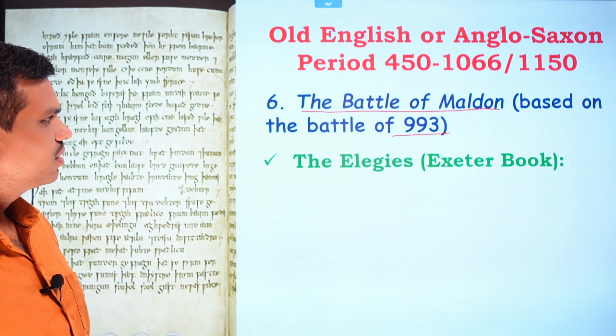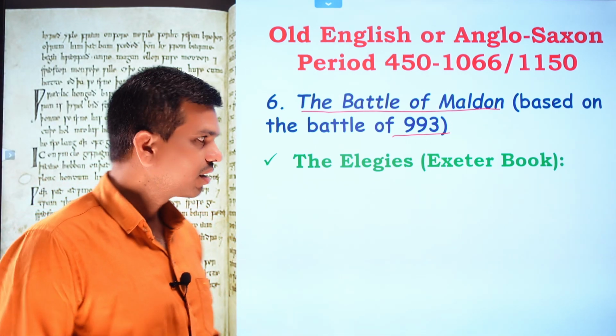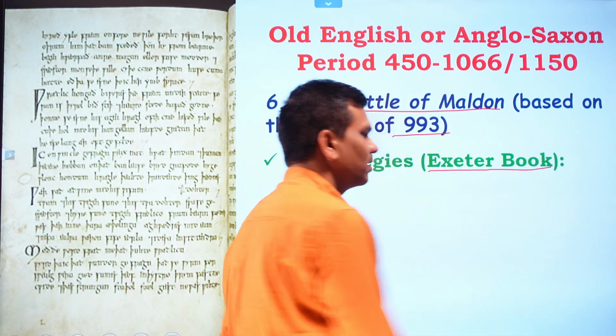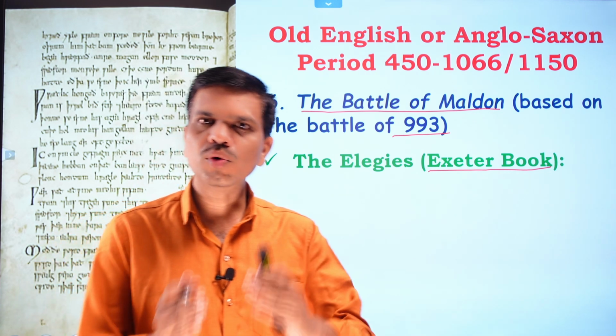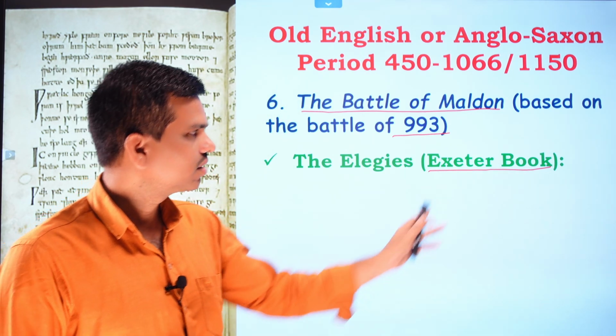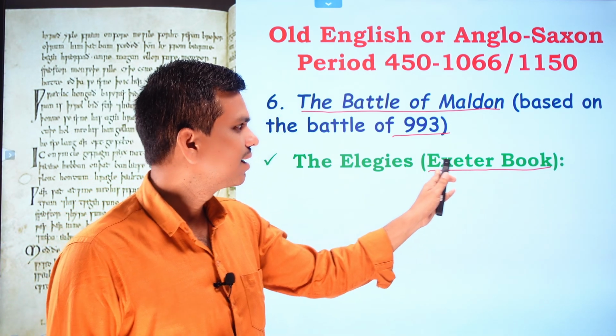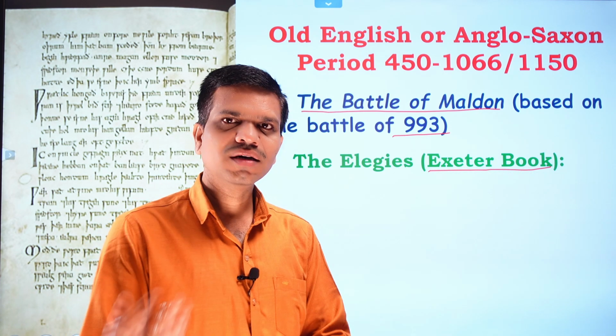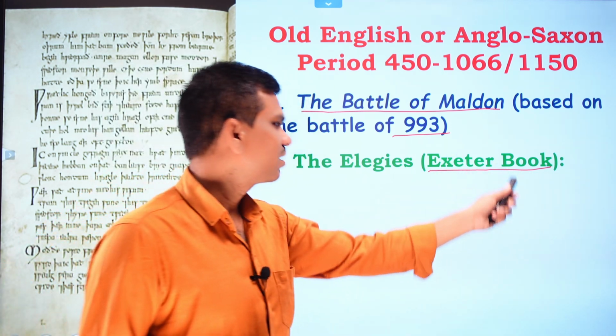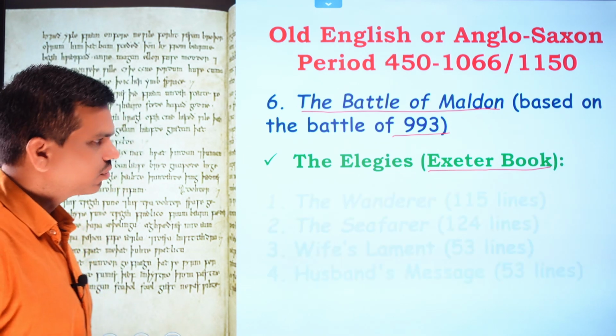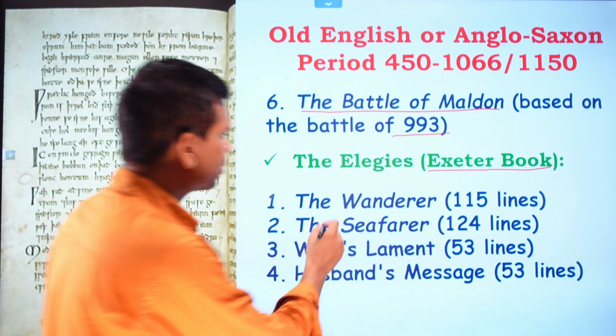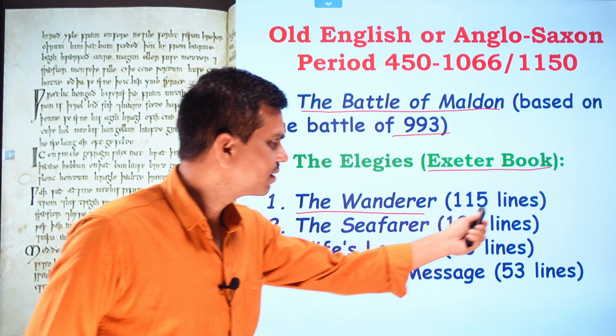Next we have the elegies which appear in the Exeter Book. As I said, there are 4 oldest manuscripts in English literature, and one of them is the Exeter Book. There is the Vercelli Book and 2 other books. So in the Exeter Book you find the elegies, and here we have some of them. For example, the Wanderer, there are 115 lines.